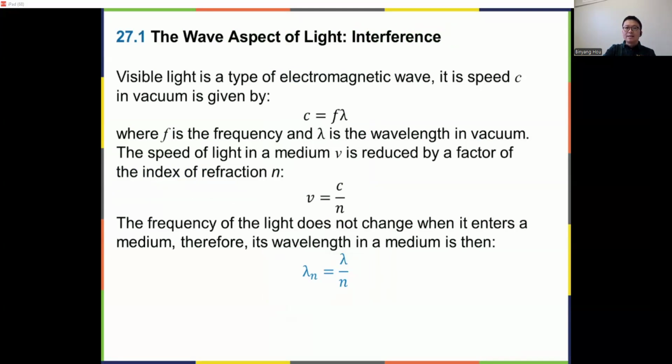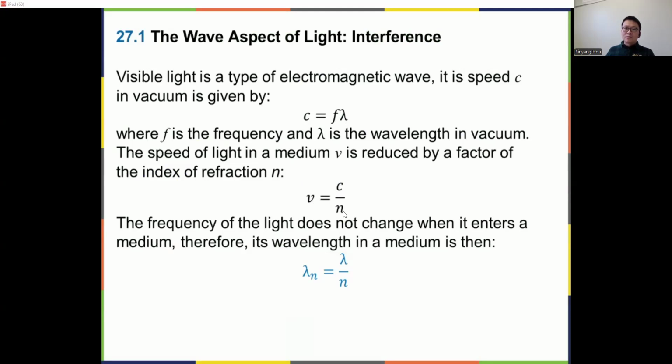So again, light is an electromagnetic wave. Then we can calculate the speed of light in vacuum. We use c for that, it's a constant number, and that's the frequency of the wave of the light times the wavelength of it. And when light enters a medium, speed gets reduced by a factor of n, which is called the index of refraction. So the speed of light in the medium, we use the normal notation of v, will be the speed of light in vacuum divided by n.